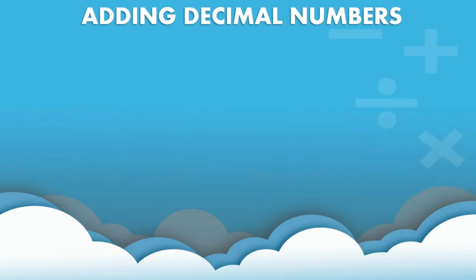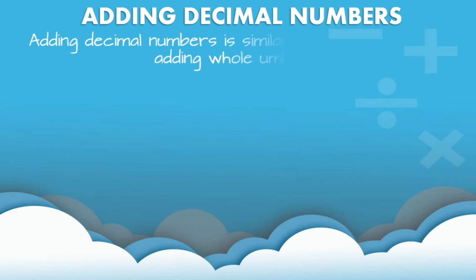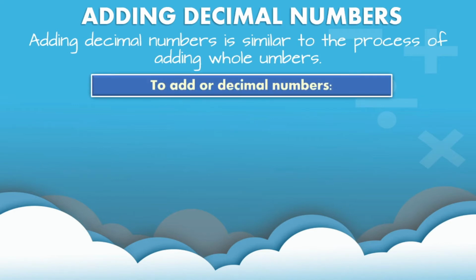So adding decimal numbers. So how are we going to add decimal numbers? Adding decimal numbers is similar to the process of adding whole numbers. To add decimal numbers, we're going to follow a certain steps. Number 1, arrange the digits in column and align the decimal points.